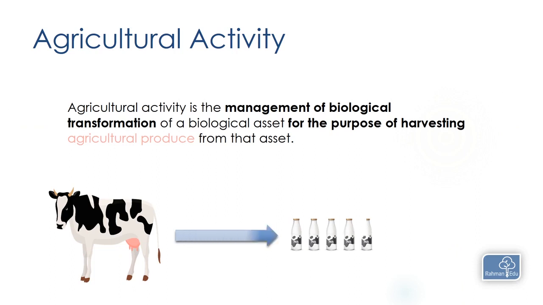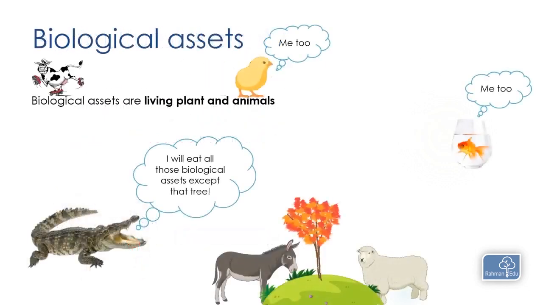So, agricultural activity is the management of biological transformation of a biological asset for the purpose of sale, for the purpose of creating additional assets, for the purpose of harvesting agricultural produce from that asset. Now, you may ask what is a biological asset? Glad that you asked. Biological assets are living plants and animals. It will include all kinds of animals like sheep and donkeys and cows and goats. It includes trees and plants and fishes and chickens and birds and other living things.